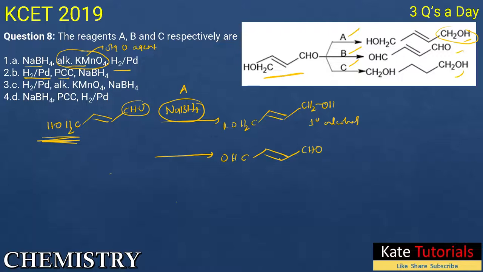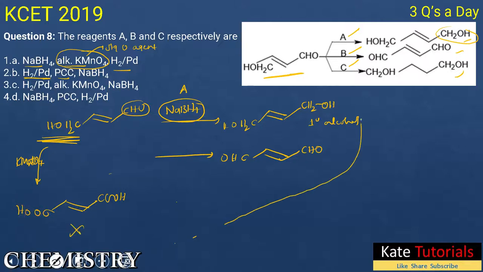So we know a mild oxidizing agent. If I add KMnO4, what does it do? I get this product. See, this aldehyde will be converted to carboxylic acid, and this primary alcohol will also be converted to carboxylic acid. But I don't want this product. What product should I want? I want this product. See, this product they have given.